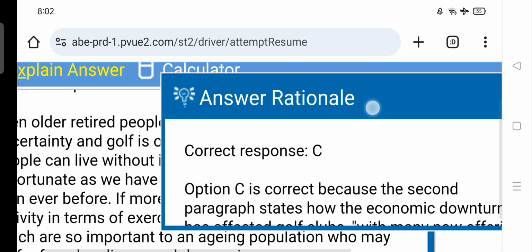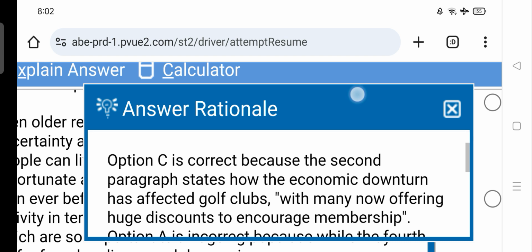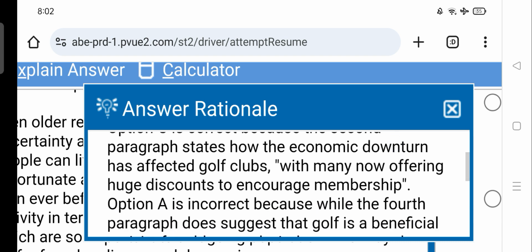So here we have option C is correct because the second paragraph states how the economic downturn has affected golf clubs, with many now offering huge discounts to encourage membership.